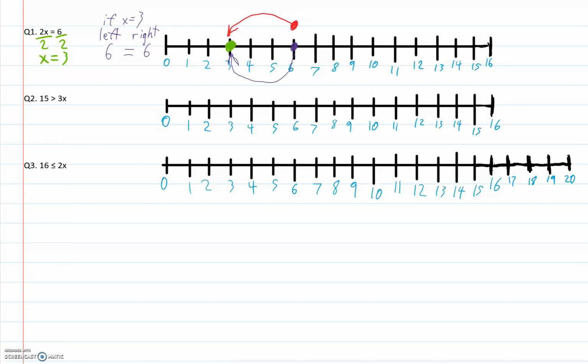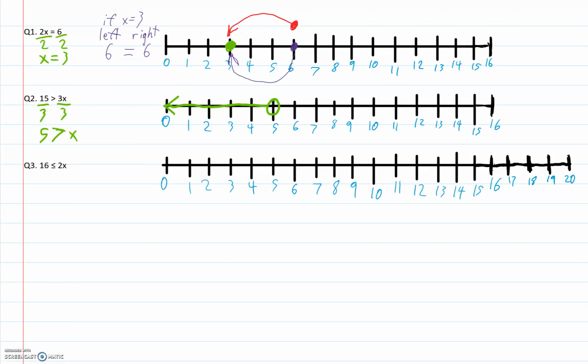Okay, that one makes sense. So let's try this next one. We're going to divide by 3, inverse BEDMAS, which would give us 5 is greater than x. Okay, so let's draw that out. First of all, it's 5 but with an open circle, and x is smaller than the number 5, so we're going this way.